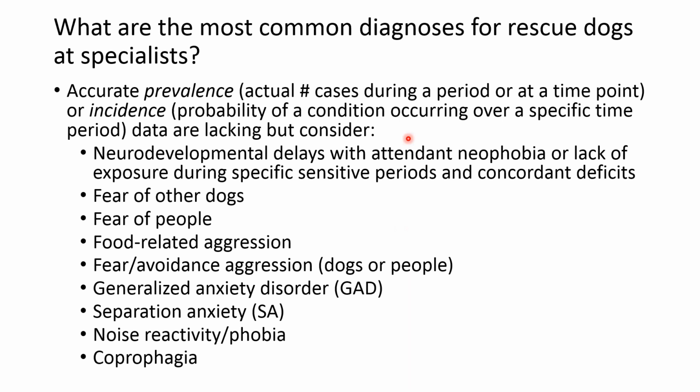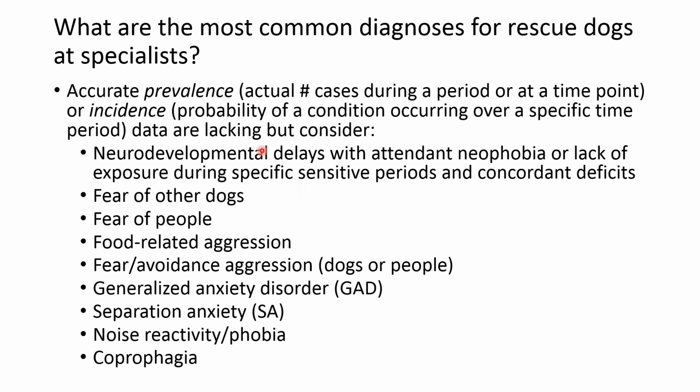So what are the most common diagnoses that we see for rescue dogs? Well, we don't actually have accurate prevalence and incidence data. But when you talk to specialists, and when I looked at my records, I am seeing dog after dog with early neurodevelopmental delays, with attendant neophobia, where they're afraid of everything, or they don't have exposure during their sensitive periods. And they have deficits as a result of this. So for the first 4 to 6 months of their life, maybe they weren't exposed to stuff. Even if they were exposed, they've got neurodevelopmental delays, so they have abnormal responses. People keep exposing them. Now they have a worse abnormal response.